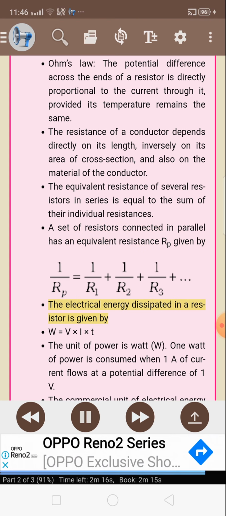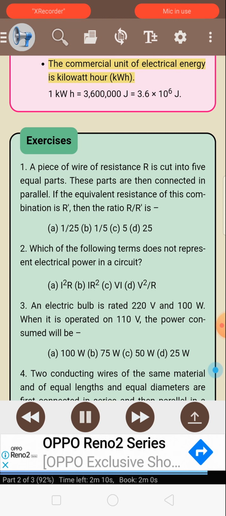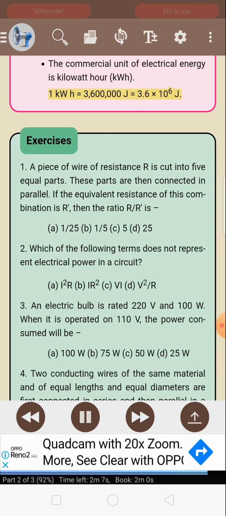The electrical energy dissipated in a resistor is given by W equals V times I times t. The unit of power is the watt, W. 1 watt of power is consumed when 1 ampere of current flows at a potential difference of 1 V. The commercial unit of electrical energy is the kilowatt-hour, kWh. 1 kilowatt-hour equals 3,600,000 J, equals 3.6 times 10^6 J.